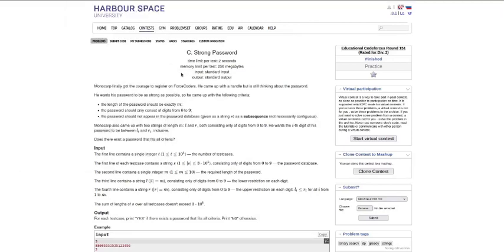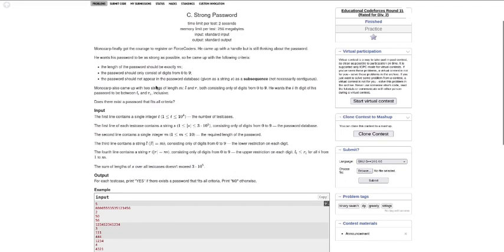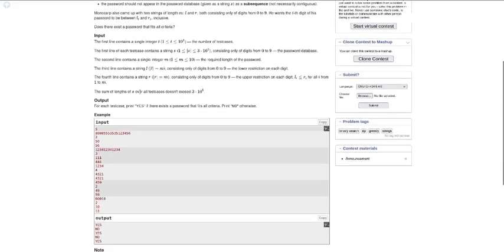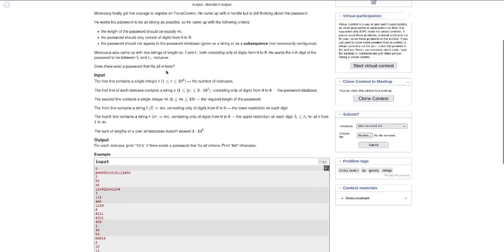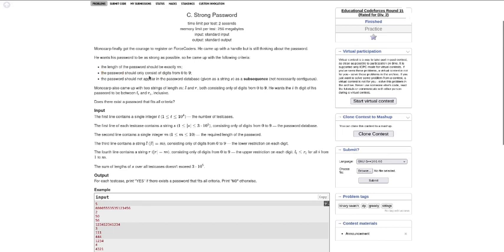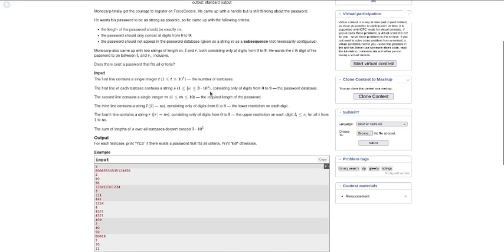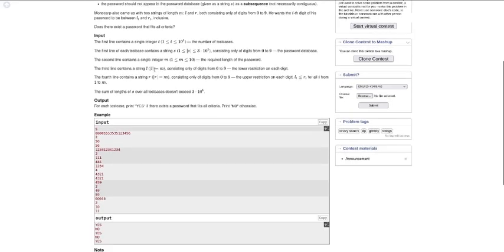Problem C, Strong Password, of Educational Codeforces Round 151. We are given a database string and two strings L and R, and we want to tell whether there exists a password that satisfies all the given criteria. The length of the password must be m, it must only contain characters from 0 to n, and it should not appear as a subsequence in the database. So let's see how we are going to solve this problem.